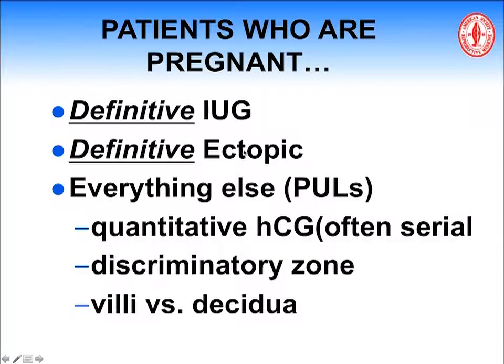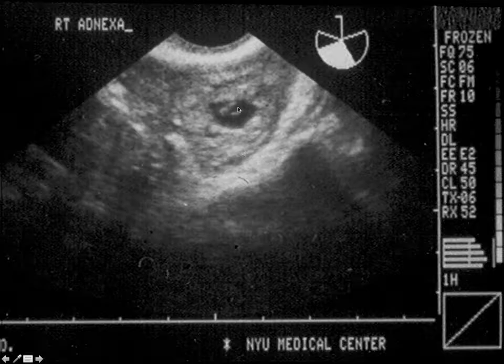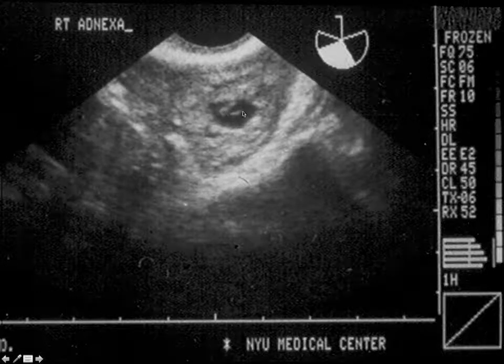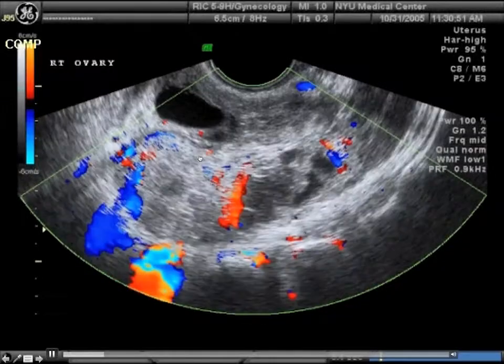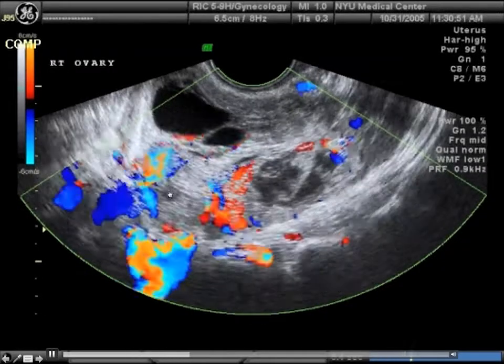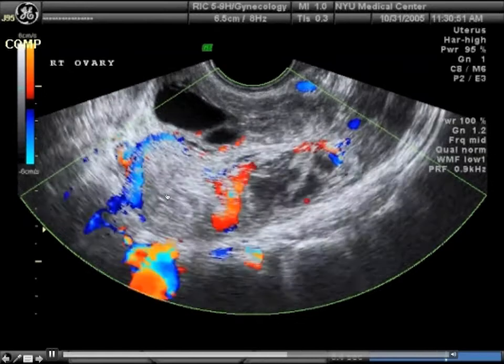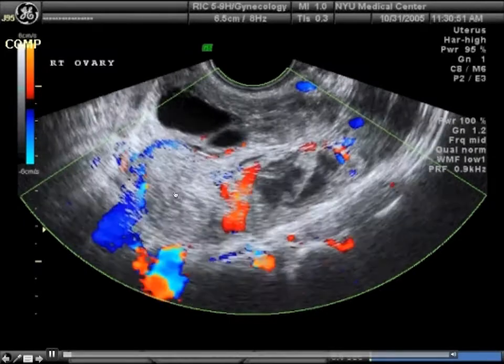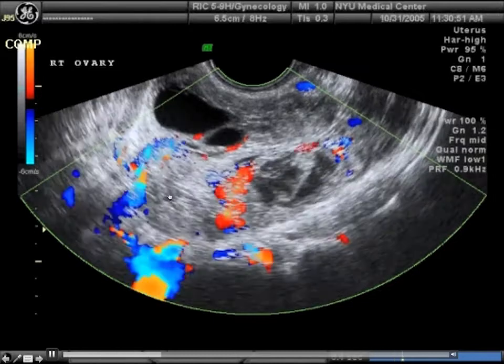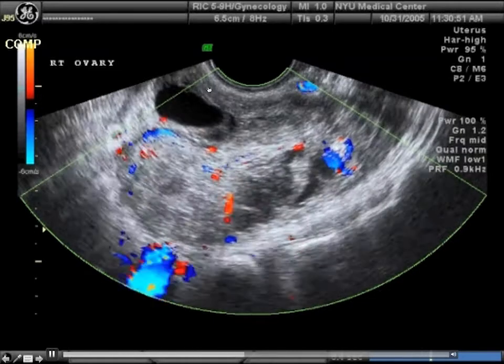She could be a definitive ectopic. Here's a gestational sac with a yolk sac and an embryo. The only problem is this is not in the uterus, so this is definitive. Or here's a more modern clip. There's an ectopic right down here. You'll see as the clip goes through again. You can see the vascularity around the outside. It's right here, and here's the ovary on the right side.